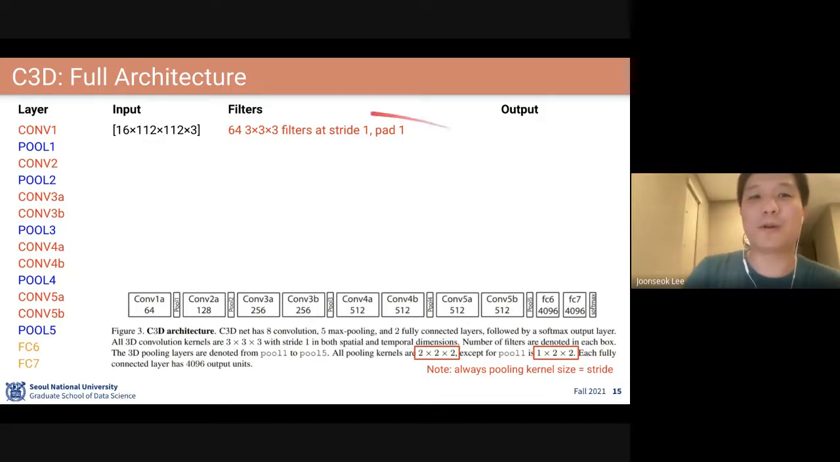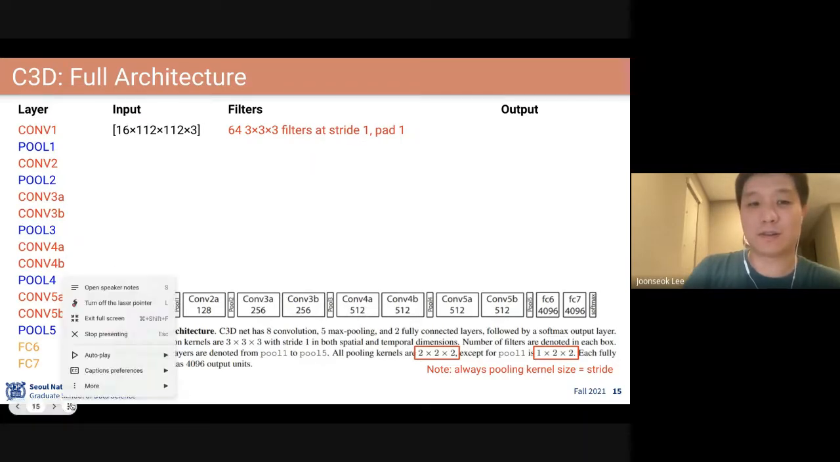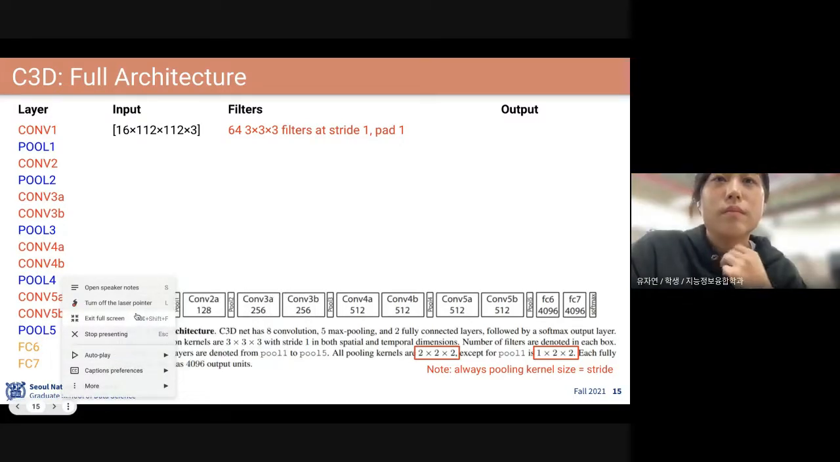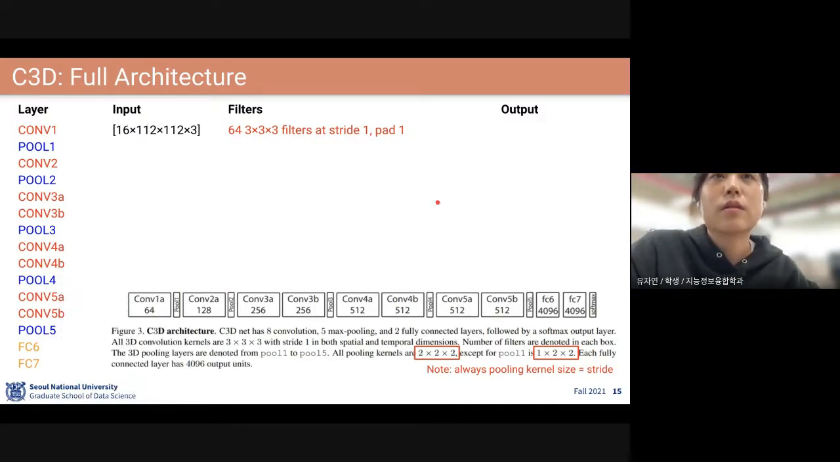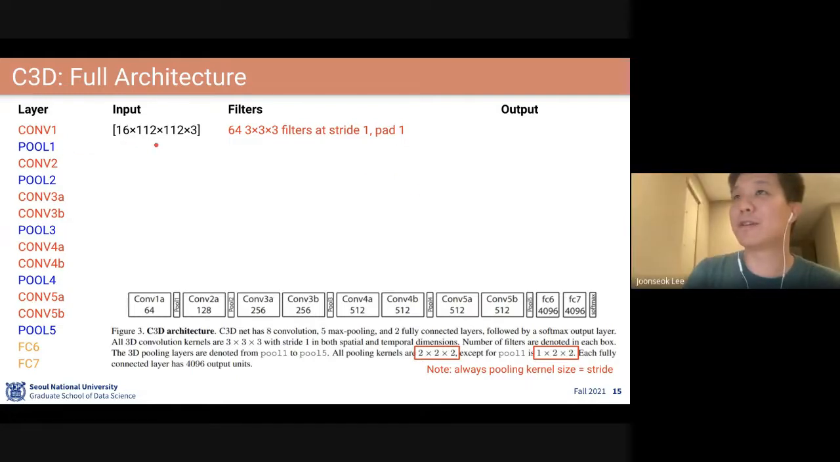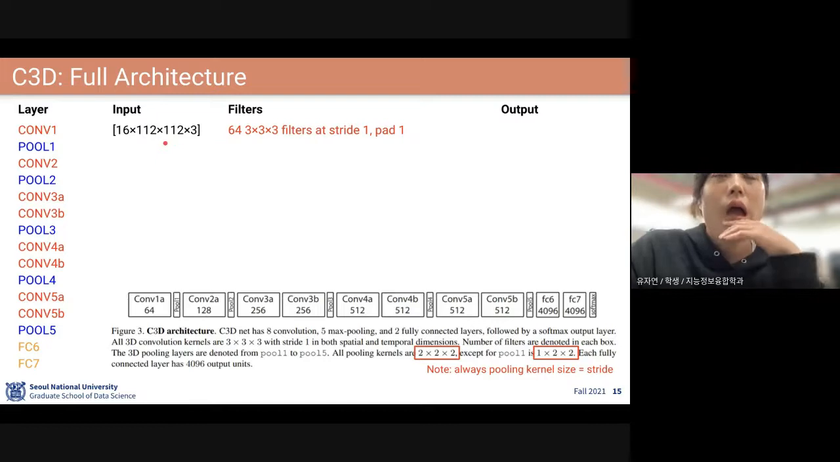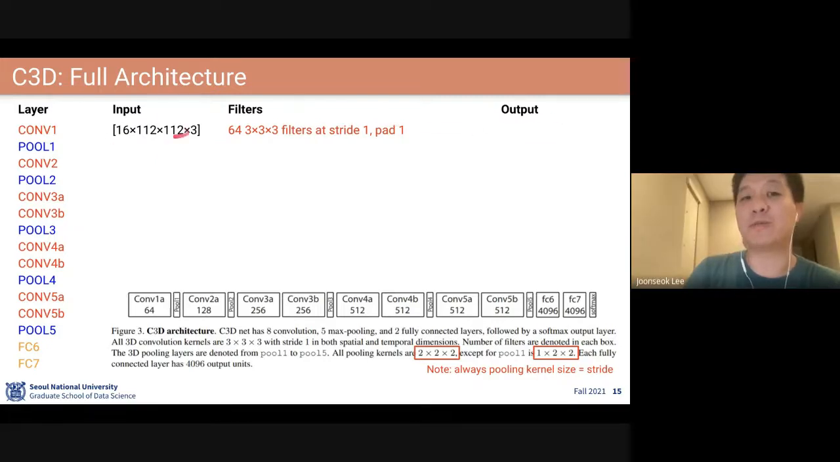Let's do one more. What about the pooling layer? So the input should be the same. And then what is the filter here? The output shape should be the same as the input after pooling. So the output size here is the same as the input, except for the number of filters. So as you said, this should be 16, 112, 112, and 64.